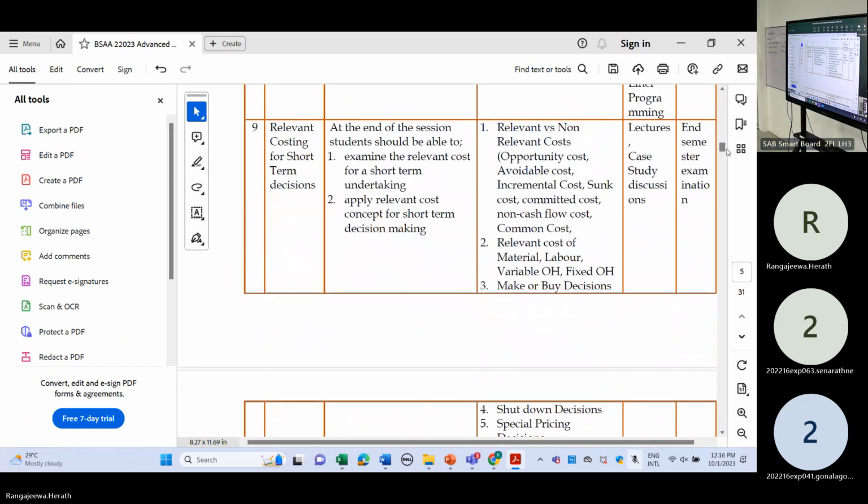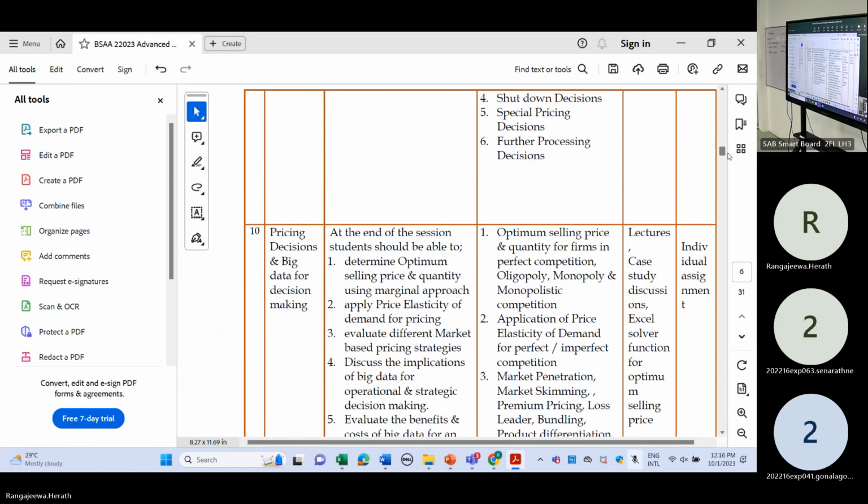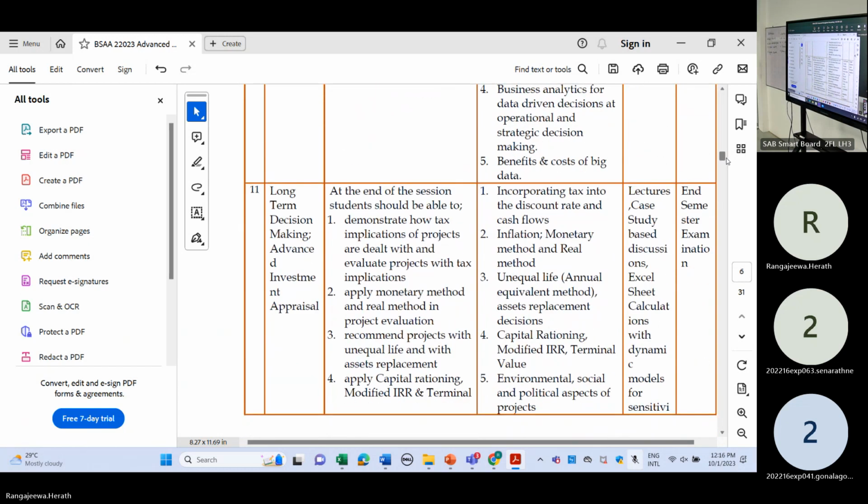Long-term decision making, advanced investment appraisal, tax, incorporating tax into discounting rates and the cash flows. Inflation adjusted cash flows, right? අපි තමයි nominal value එකනේ. අපිට පුළුවන් inflation adjusted කරන real discount rate එකක් ගන්න, නැත්නම් cash flow එක real cash flow ගන්න.